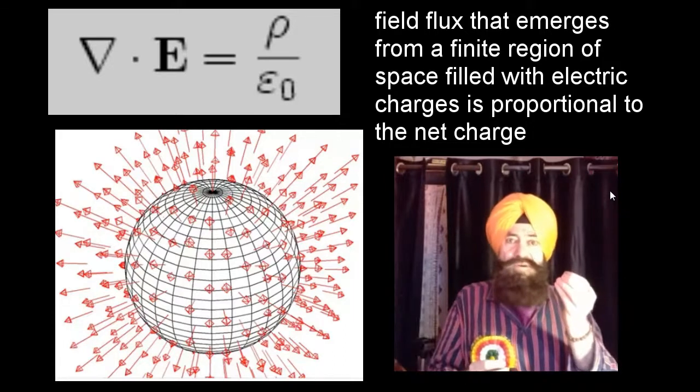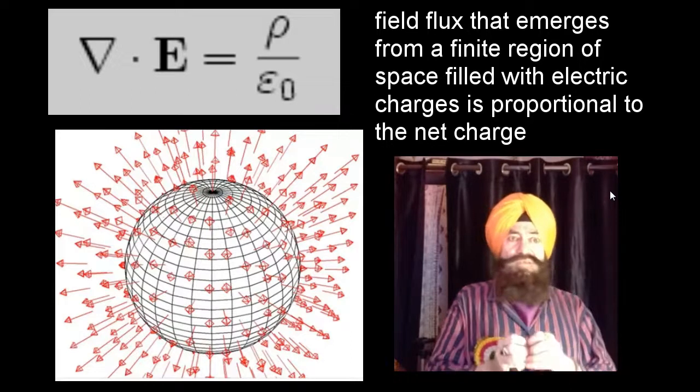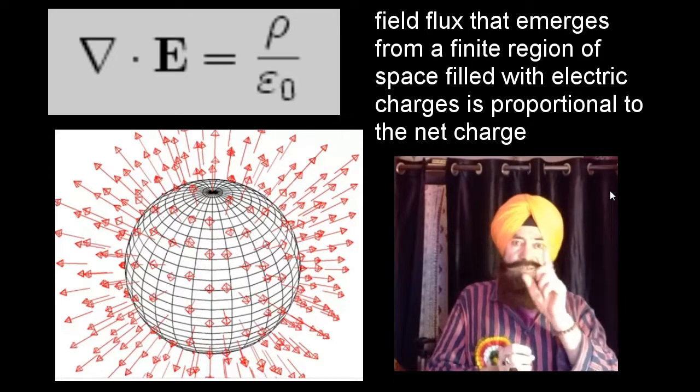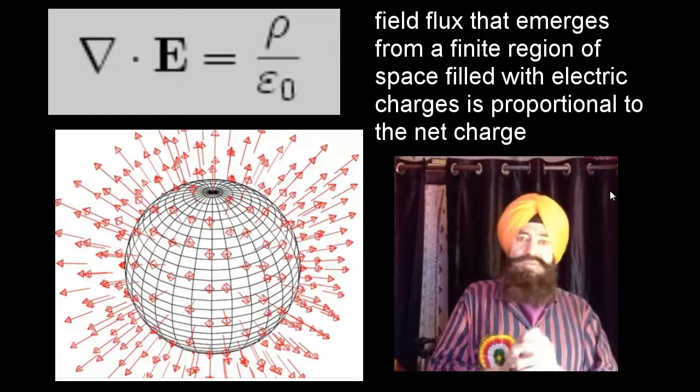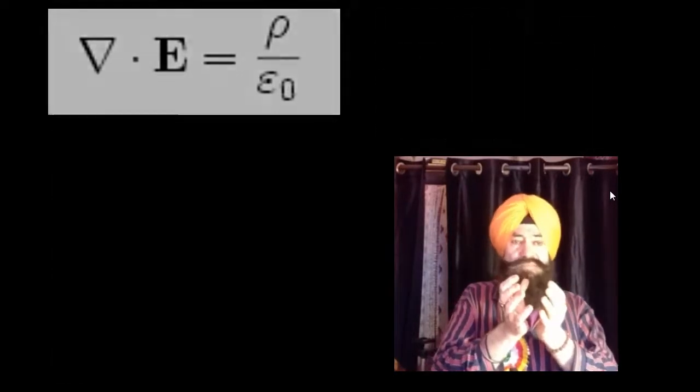Now, again, important: how these charges are distributed inside the region is not important. Important is only what is the net charge inside the system. And proportional to that, the electrical flux emerges out. Okay?